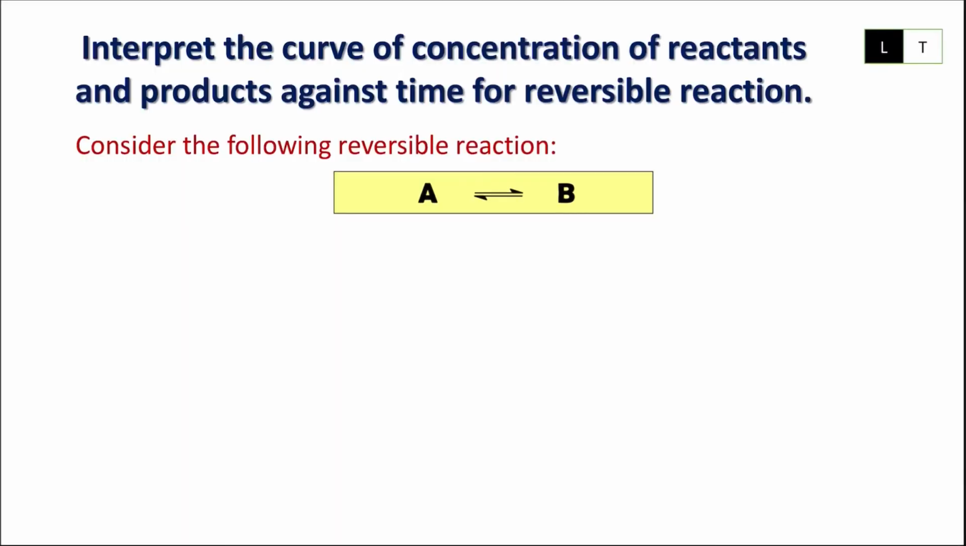Assalamualaikum. Hi guys. Let's continue our next video about how to interpret the curve of concentration of reactants and products against time for reversible reaction. Kita hanya fokus untuk reversible reaction di mana you've already learned that between reactant A and product B, both of them can reverse both directions, forward direction and reverse direction.